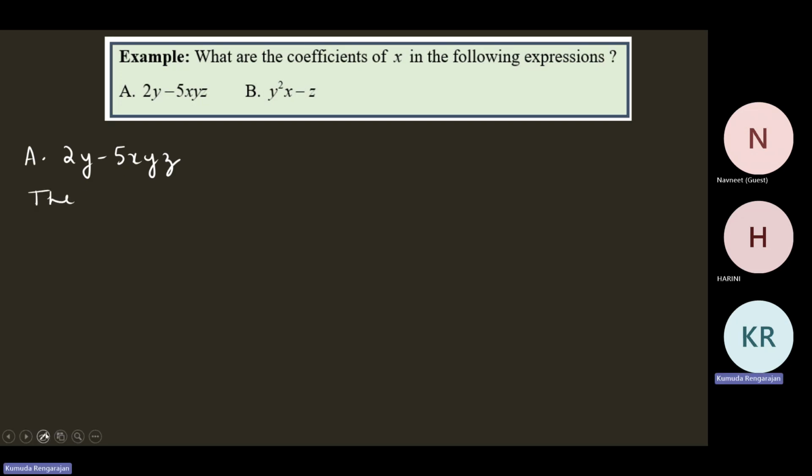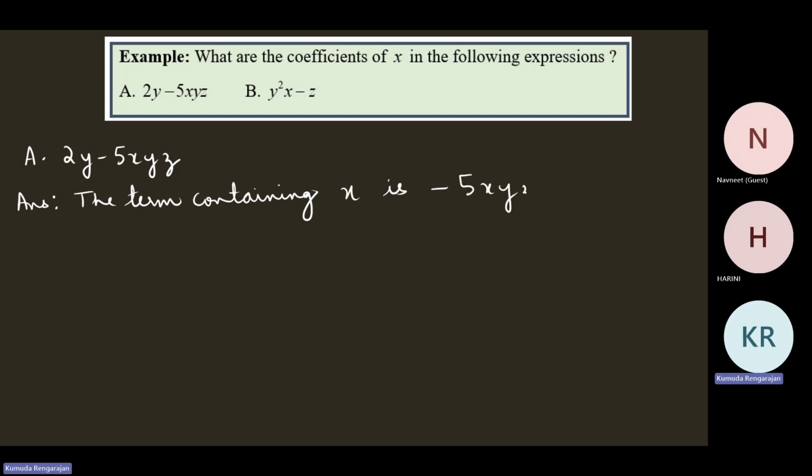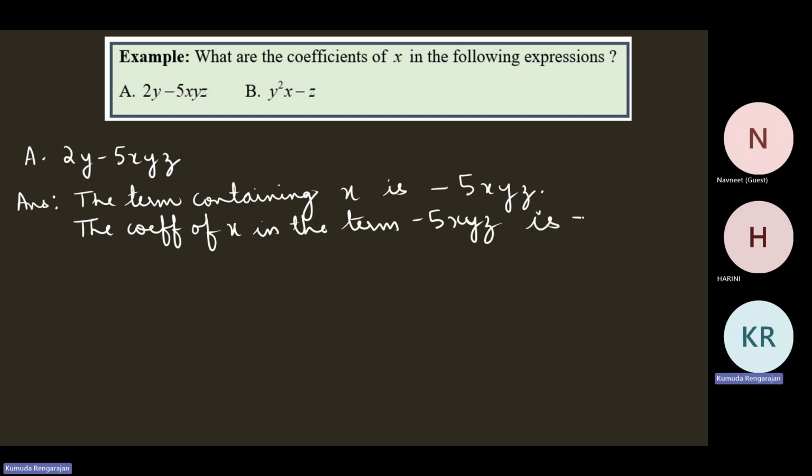The term containing x is minus 5xyz. The coefficient of x in the term minus 5xyz is minus 5yz. This is the answer.